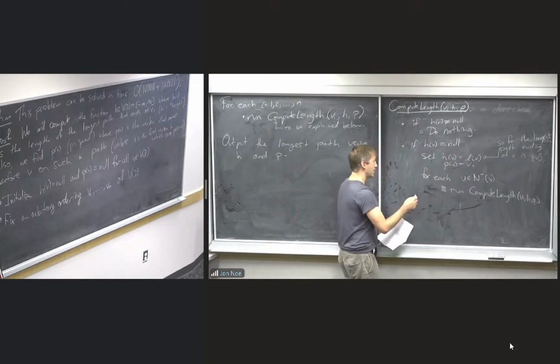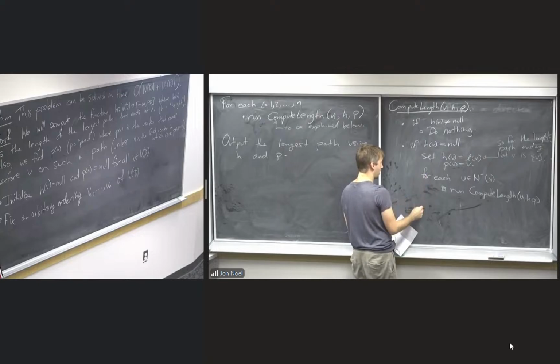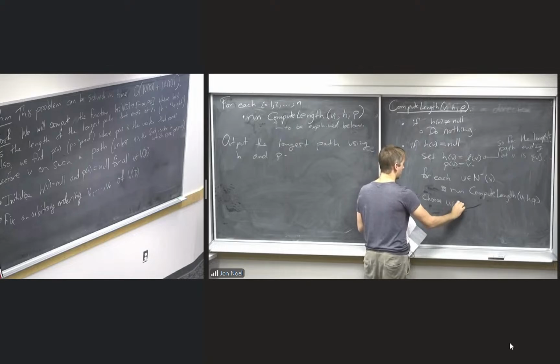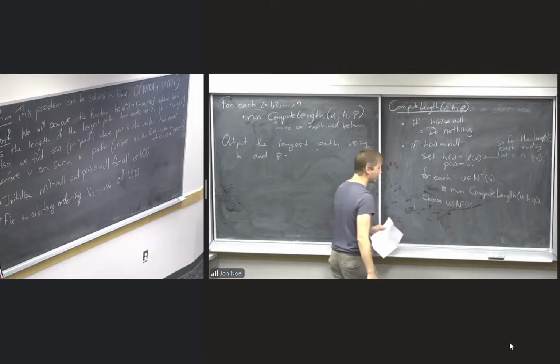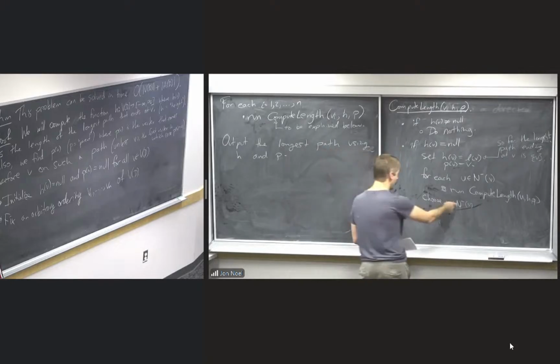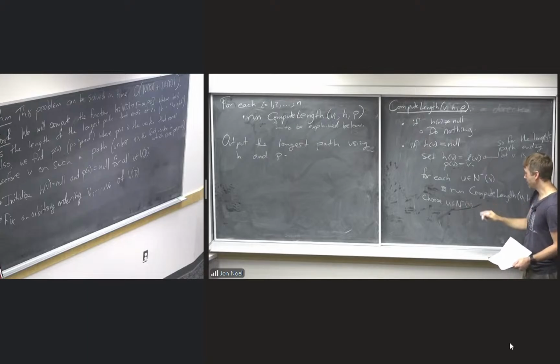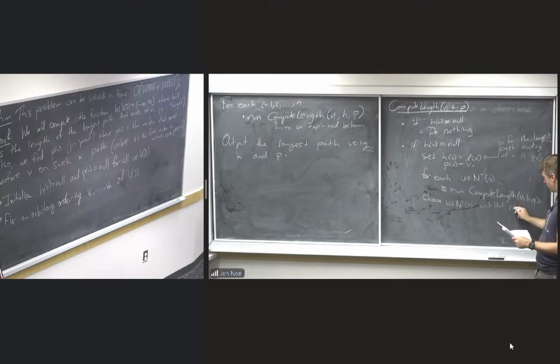Right. So that's all I'm going to do, and then I'm going to choose some in neighbor of v. If there are none, then I would have stopped earlier. But yeah, so choose some in neighbor of v such that the height of u plus the length of uv is maximized.